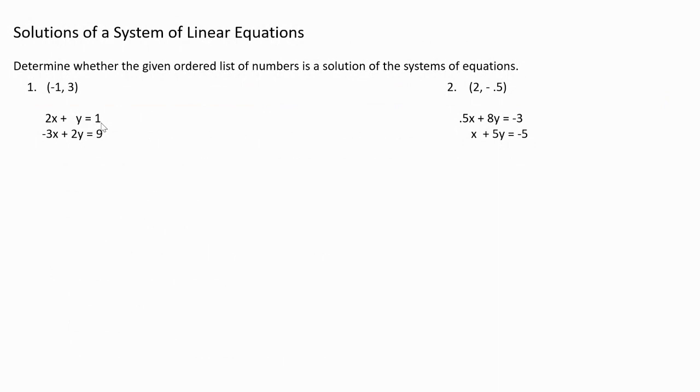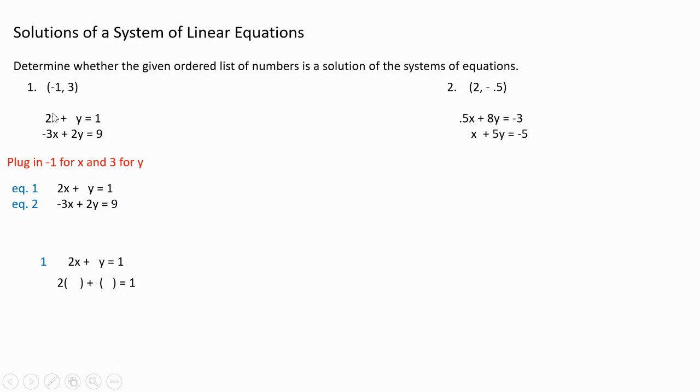So this is question number 1. It says determine whether the given ordered list of numbers is a solution of the system of equations. So what do we do here, guys? For example, number 1 on the left side states: is (-1, 3) a solution to both equations of the system? This is equation 1 and equation 2. The objective here is to plug in negative 1 for x and 3 for y. We know that x is negative 1, so I'm going to plug in negative 1 for the x, and I'm going to plug in 3 for the y.